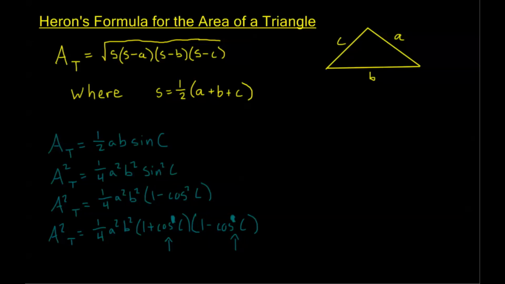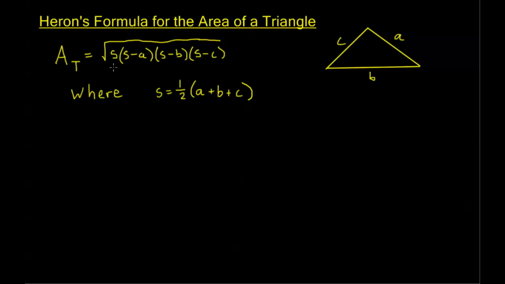But let's come back to the formula and talk about it a little bit. The area of a triangle is the square root of the product S times S minus A times S minus B times S minus C, where S is equal to 1/2 A plus B plus C. We use S because this quantity is called the semi-perimeter. It's called semi-perimeter because it's exactly 1/2 of the total perimeter, isn't it?